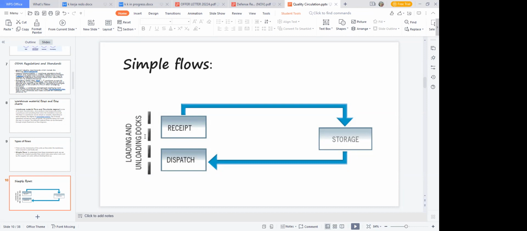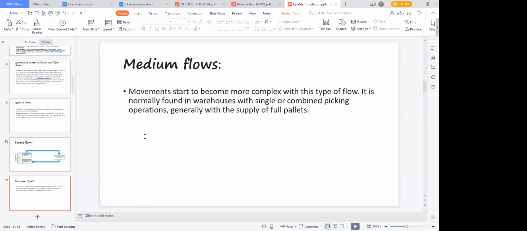So this is simple: receive, storage, and then we dispatch. This one we call simple flow in warehouse. Next, medium flows.